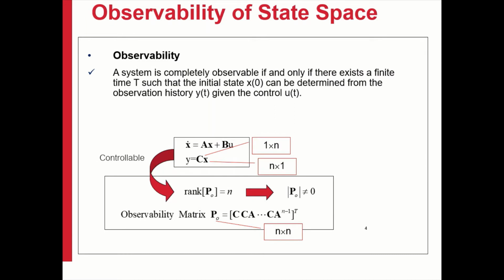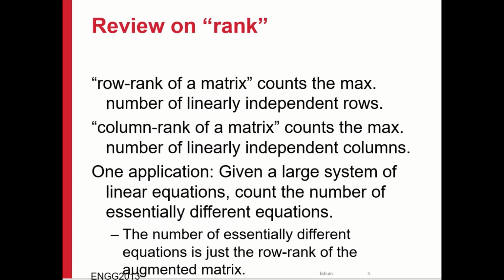Similarly, for observability, if we've got again the system x dot equals Ax plus Bu, y equals Cx, we now work out another matrix which is C, CA, down to CA to the n minus 1, so the A comes in at the back end here, and we transpose that. It's called the observability matrix, and if this matrix is full rank, then the system is said to be fully observable. So let's just look at what this term rank means.